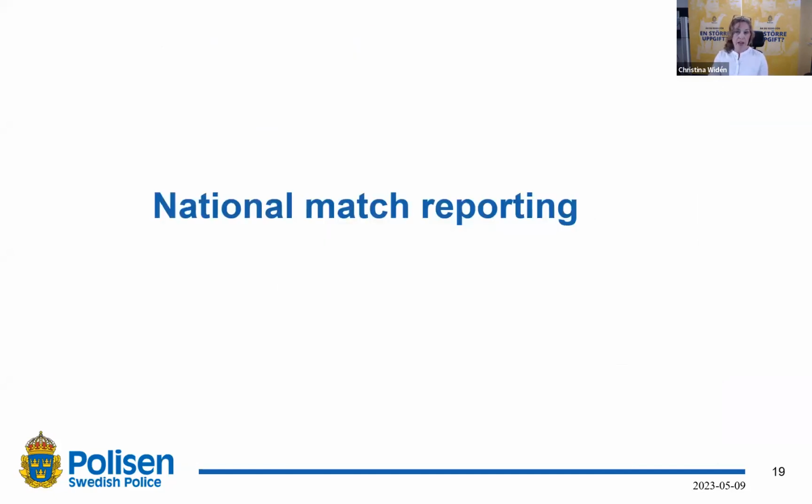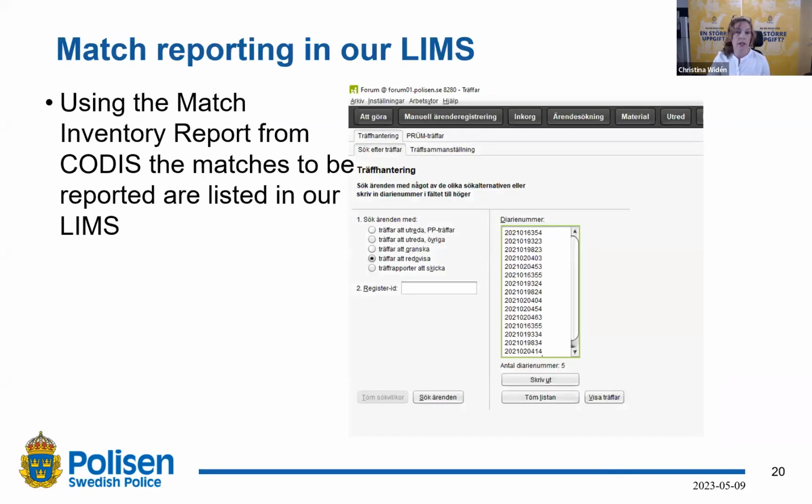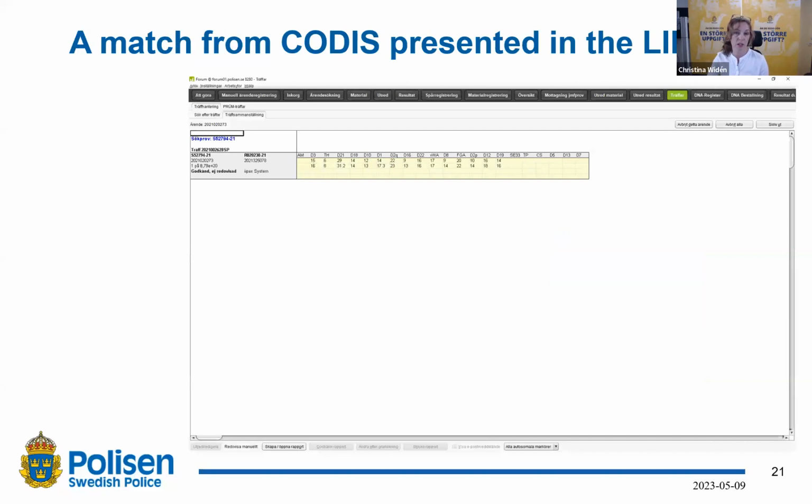And when we have the matches in CODIS, we send back the reference ID of the candidate and the targets. And then our LIMS is used to report the matches. We have a view in our LIMS where we have all the cases that have a match to be reported. And by hitting this button, the LIMS system starts showing us the first match on the list. And it looks like this.